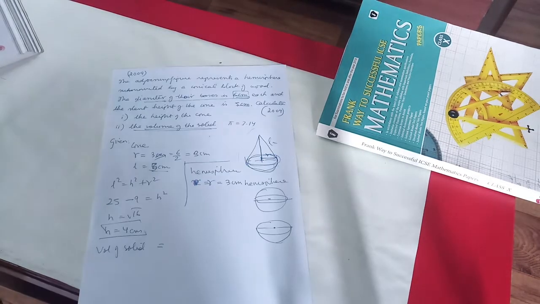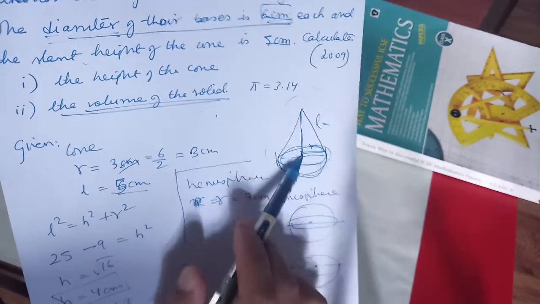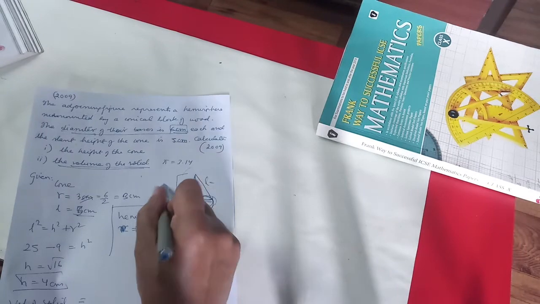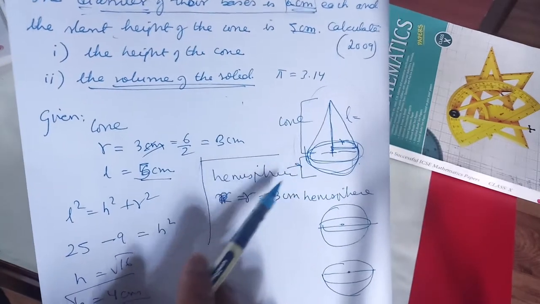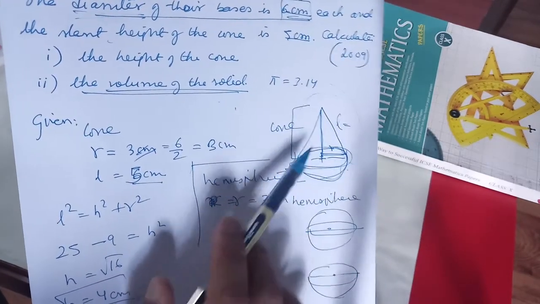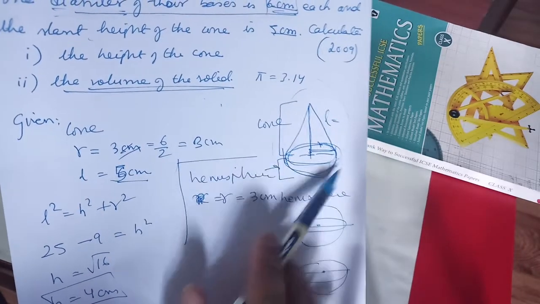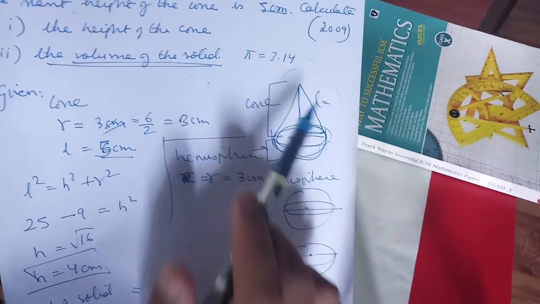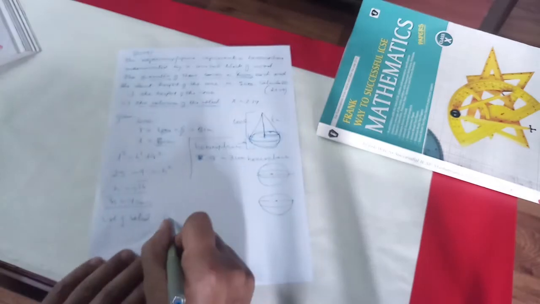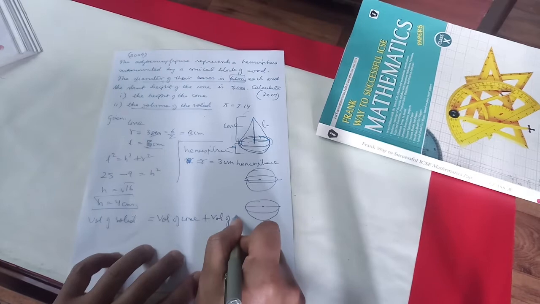Volume of the solid. If you see here, how many solids are there? There are two solids. The cone is on the upper part and in the lower part you have a hemisphere. If you can see clearly here, the cone is on the upper part and both are sitting on top of each other, making the same base. The radius is the same, or the diameter is the same. So the volume of the solid is volume of the cone plus volume of the hemisphere. You just have to add the two volumes. It is quite simple.